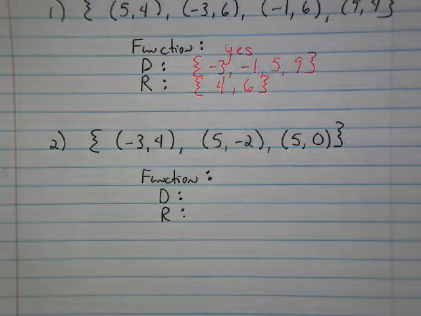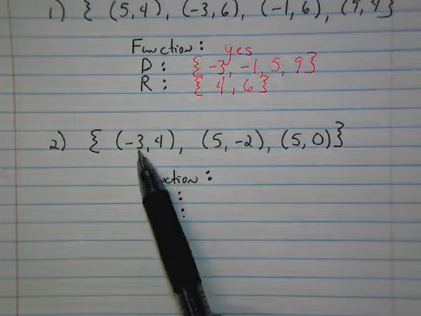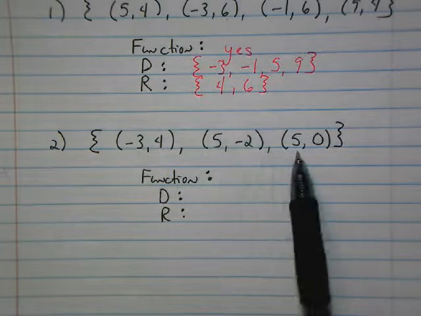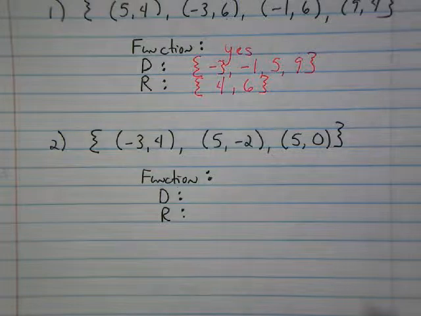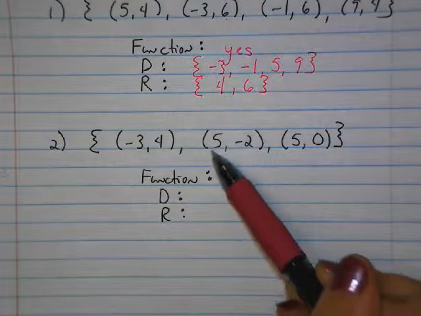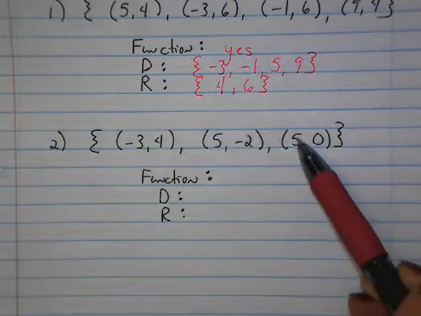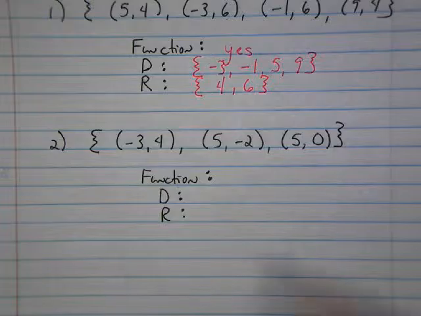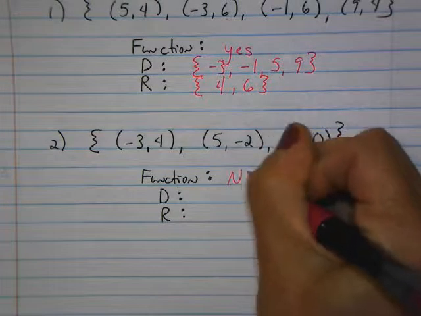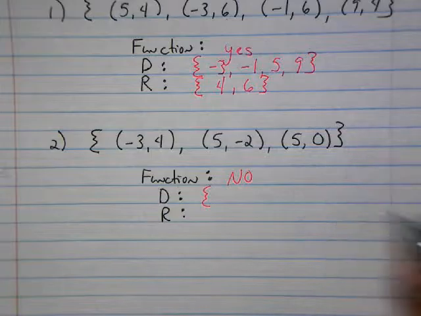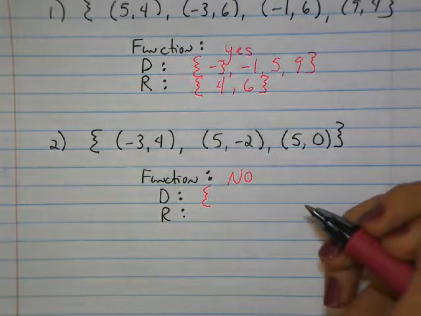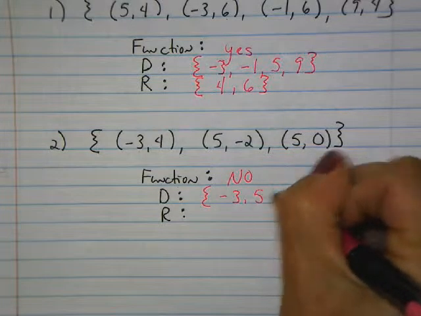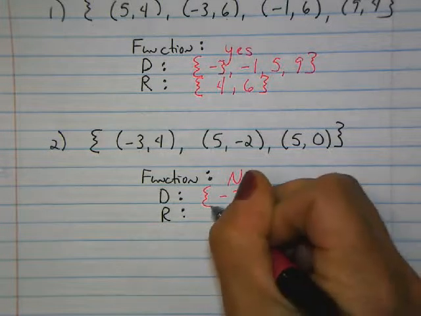So go ahead and decide if you think it's a function. So check your x values. And I'm going to give you a second. Look here. This 5 outputs a -2. Then it outputs a 0. So this is not a function. However, it still has a domain and a range. So its domain would be -3, 5. And its range would be -2, 0, and 4.